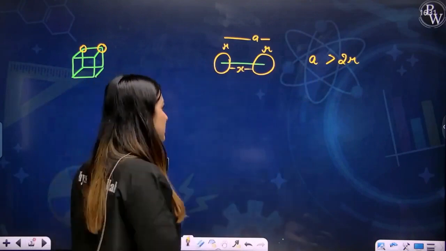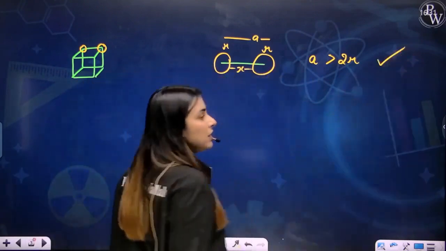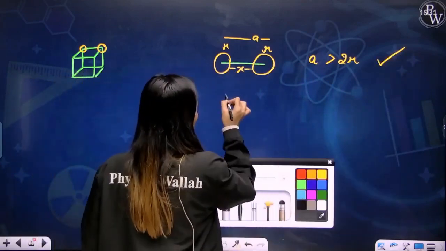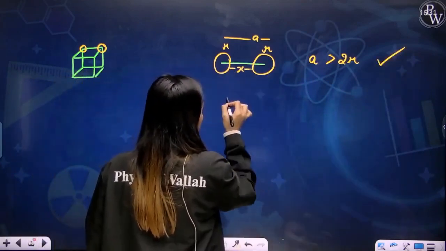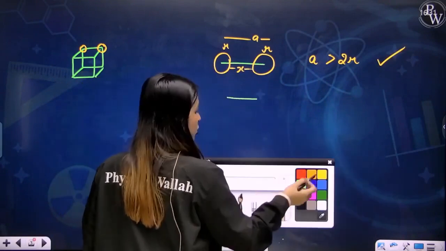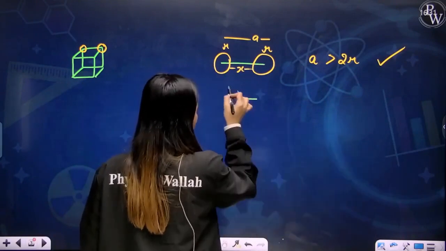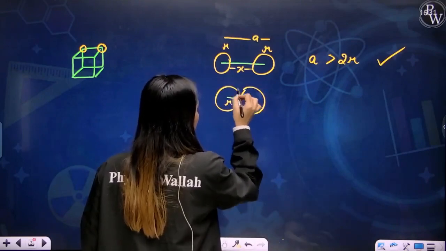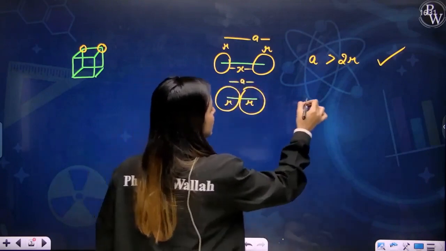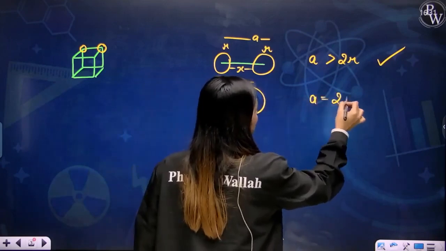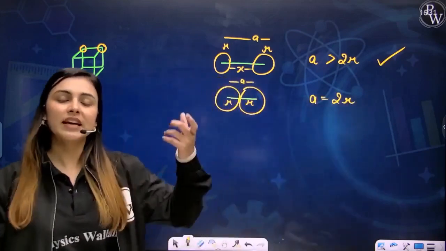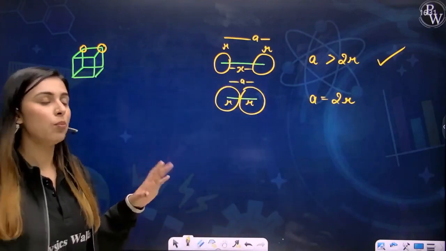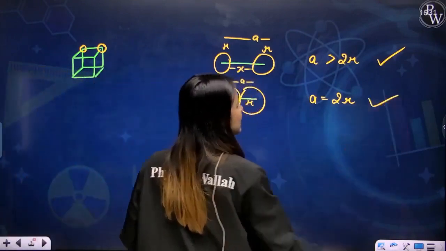What is the other possibility? Let's say you have an edge like this, and you have two atoms like this and this. This is r, and let's say this is a. So I can say that a can also be equal to 2r. The edge length can be equal to the sum of the radii of the two atoms. This is also possible.